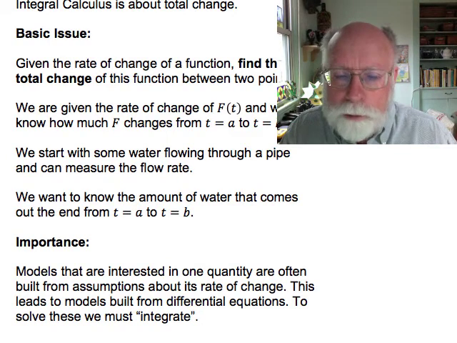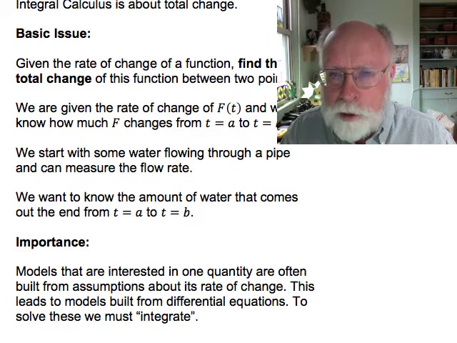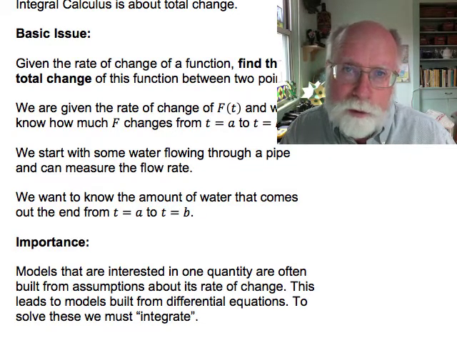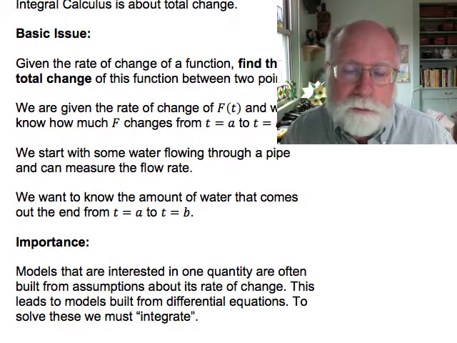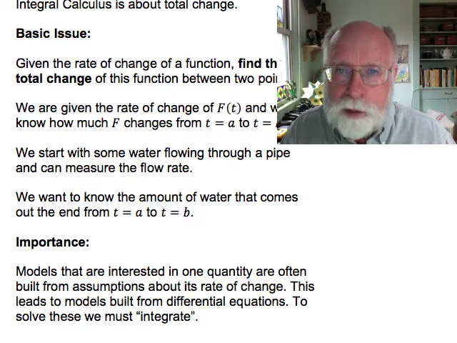This is important because when we build models, we are often building those models from some assumption or some knowledge of the rate of change of some quantity. We know something about the derivative of what we actually want to study, and from that we would like to go back to the original quantity that we wanted to study in the first place. So differential equations, by definition, are models based on rates of change, and from those rates of change we would like to go back to the original functions.